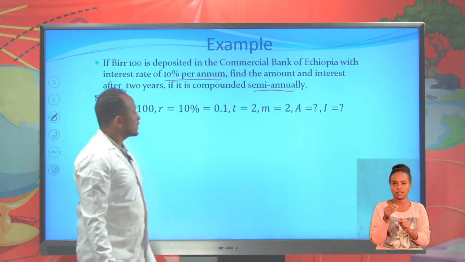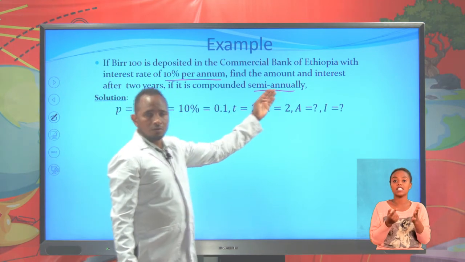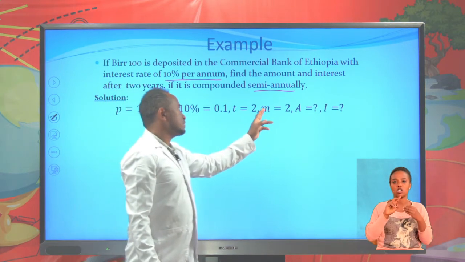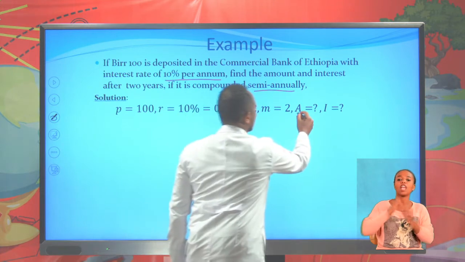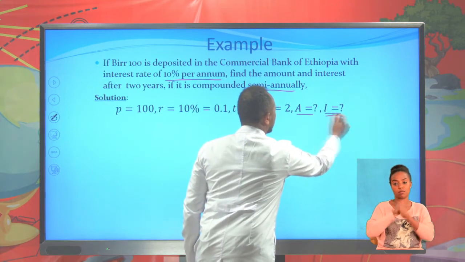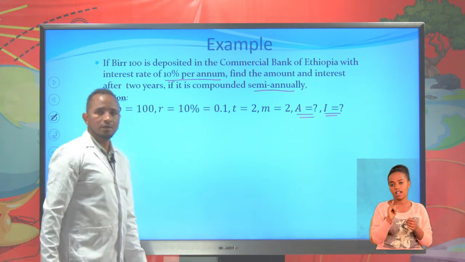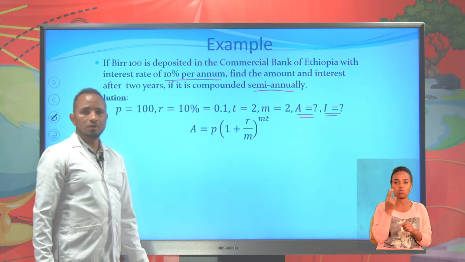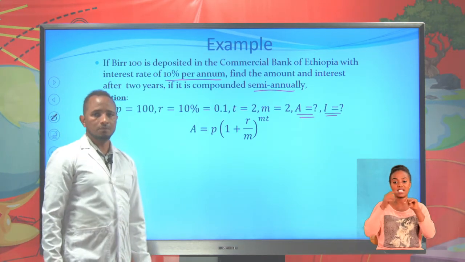And it is compounded semi-annually. So semi-annually is twice in a year, so the conversion period m is 2. And here we are asked to find the amount and the interest. So first, let's calculate the amount using the formula. This amount is equal to P times 1 plus r over m, to the power of mt.